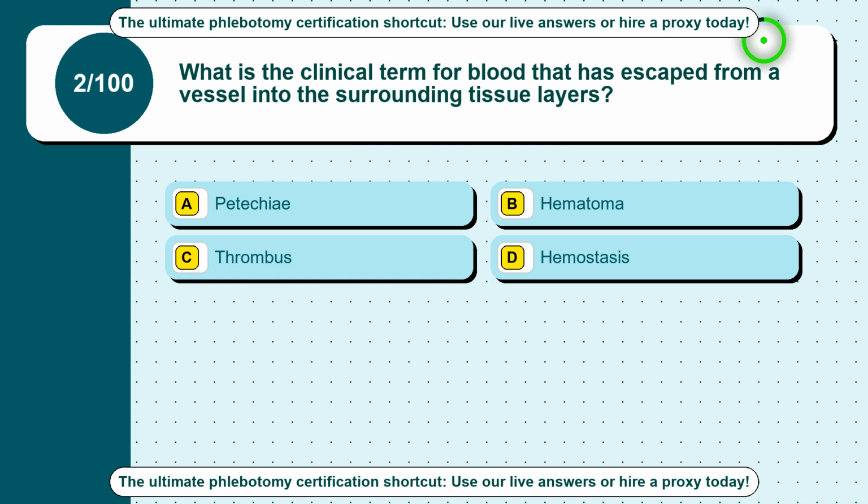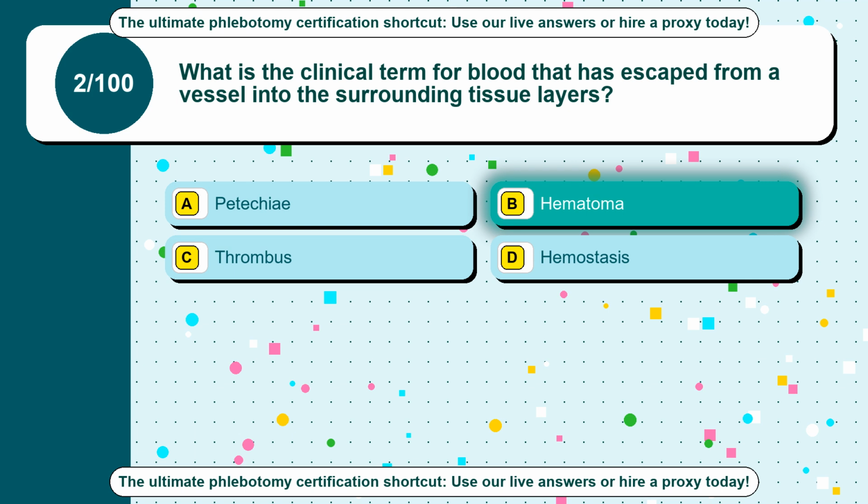Question 2. What is the clinical term for blood that has escaped from a vessel into the surrounding tissue layers? Option A, petechiae. Option B, hematoma. Option C, thrombus. Option D, hemostasis. The correct answer is option B, hematoma.